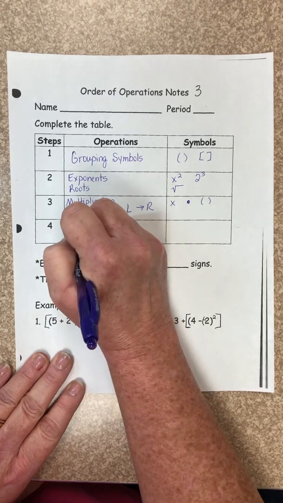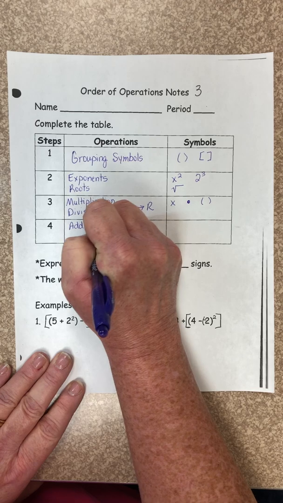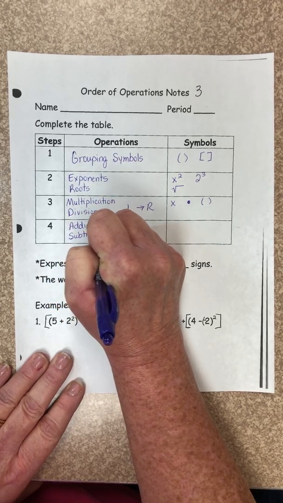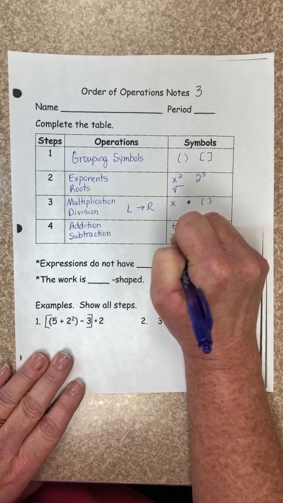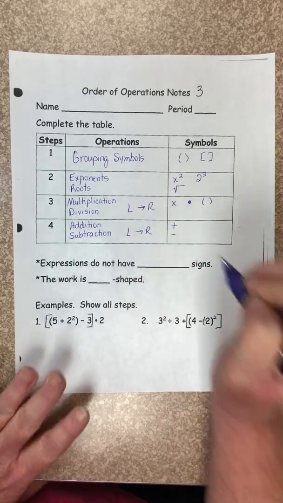In the last step, step 4, we do addition or subtraction. We use the plus sign for addition and the minus sign for subtraction. And again, we work from left to right.